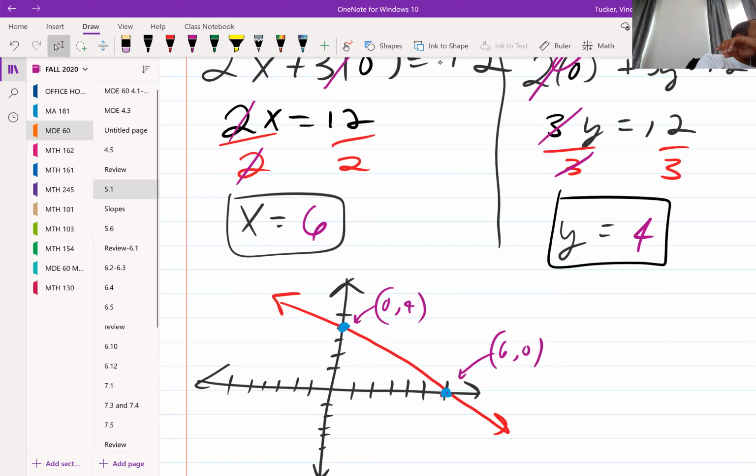All right, so when it comes to intercepts, questions on the intercepts? If you want to find x, you let y be equal to 0 and solve for x. If you want to find your y-intercept, let x be equal to 0 and solve for y.